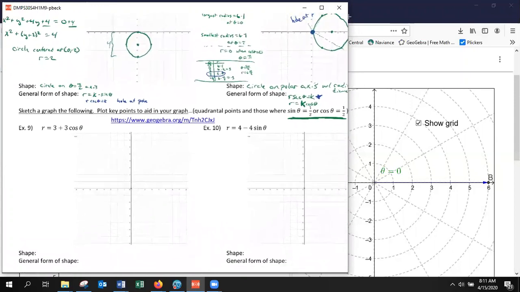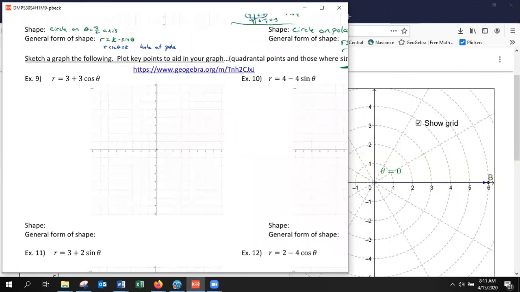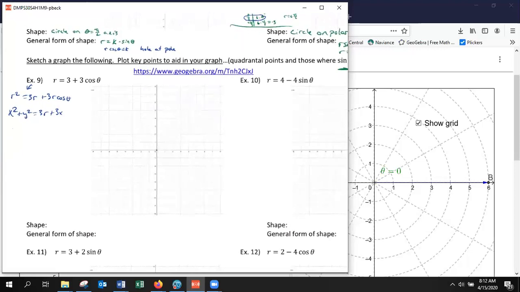If we take a look at example number 9, I have the graph of r equals 3 plus 3 cosine theta. Now, let me explain why we're not going to do as much conversion into the rectangular system. If we multiply both sides by r, we get r squared equals 3r plus 3r cosine theta. If we work with it, we get x squared plus y squared equals 3r plus 3x, which is kind of strange, but okay, let's look at that a little bit more. This is where we would go with it, and then we're stuck because we still have x's and y's.